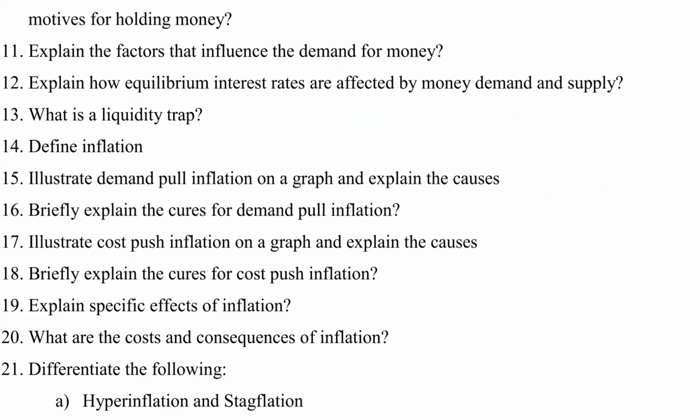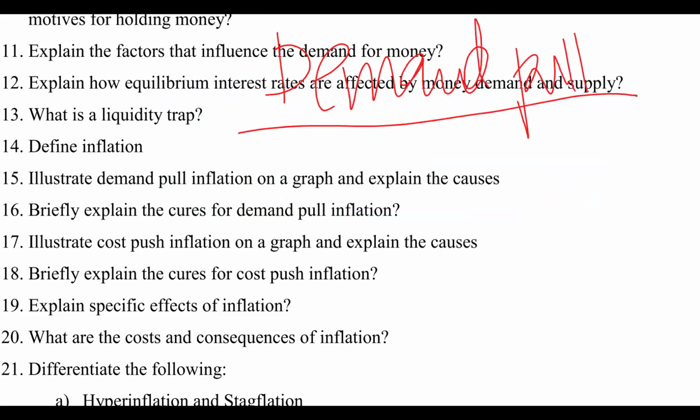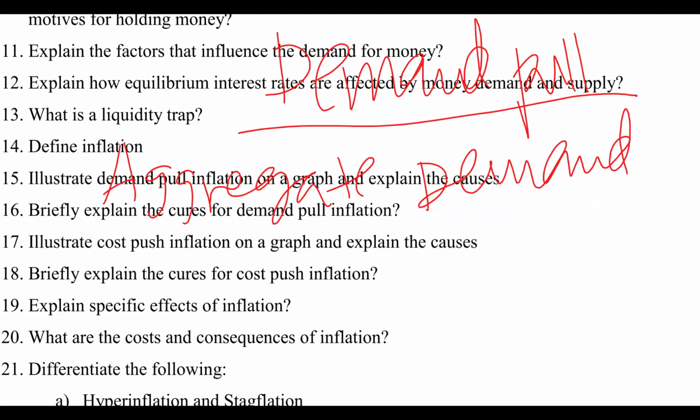So what is demand pull inflation? Listen, demand pull inflation is the type of inflation that is a result of the increase in the aggregate demand, right? So when there is an increase in the aggregate demand, as aggregate demand increases, it spikes or hikes the prices. And this is how it works.